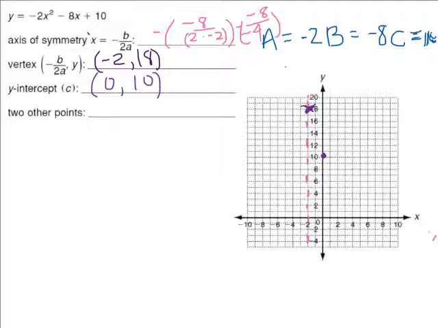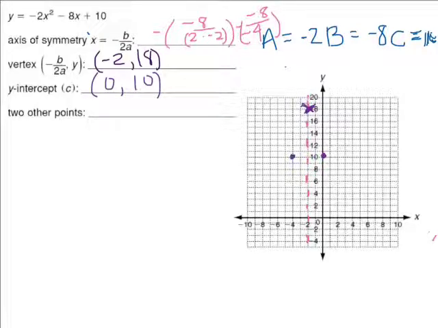We know that there's another point that lies on the other side of the axis of symmetry, 2 spaces from that. So if we count from this dot, we count 1, 2. We're going to put one right over here on the same spot, same y. So I'll put that right there.